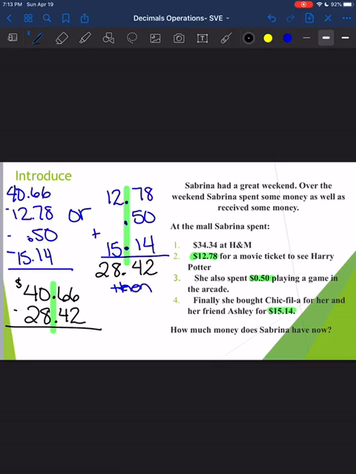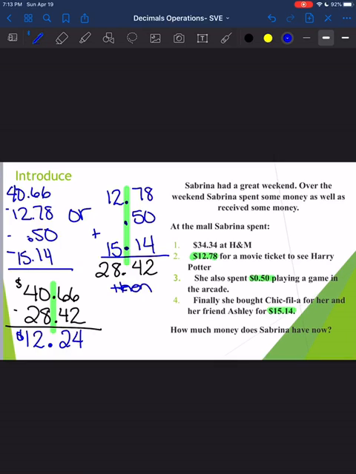So when I do that, how much money does Sabrina have left over after spending her money at H&M, at the movies, at the arcade, and on Chick-fil-A? Sabrina has $12.24 left over.